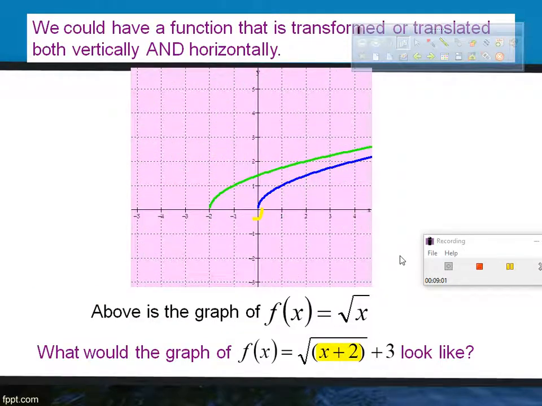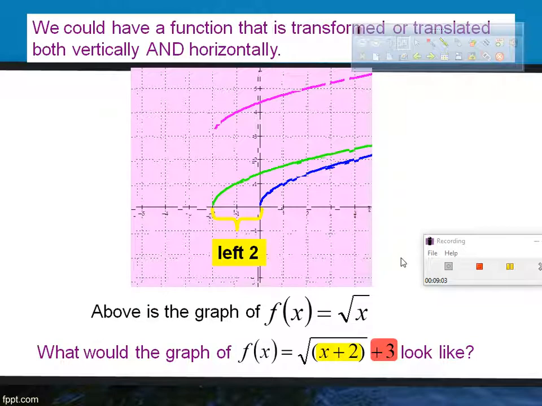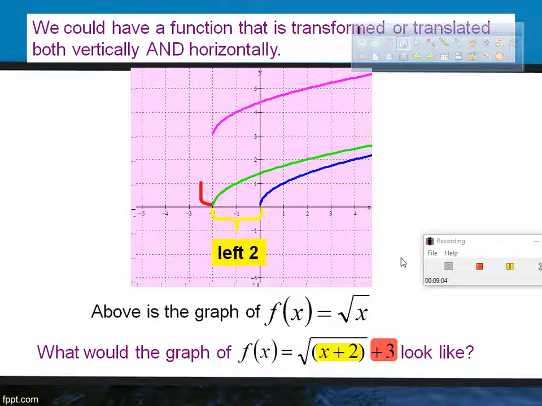And so if you went left 2 in green and then you went up 3 in pink, then that in pink would be my final answer. That would be the translation, the transformation from blue to pink. That would be my final answer.